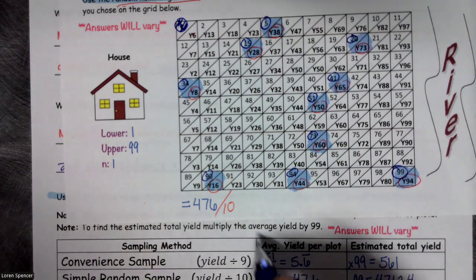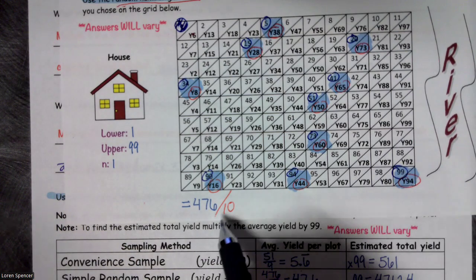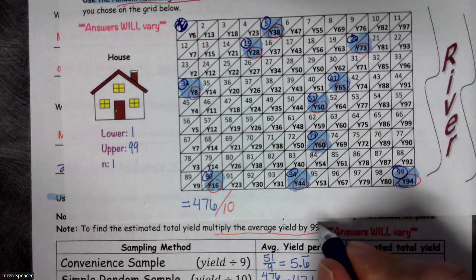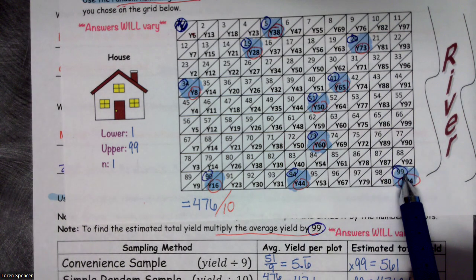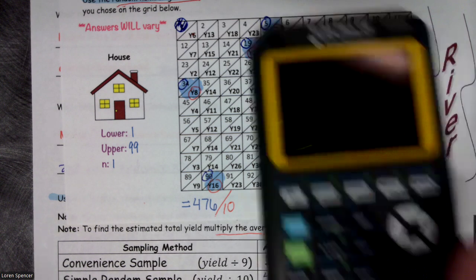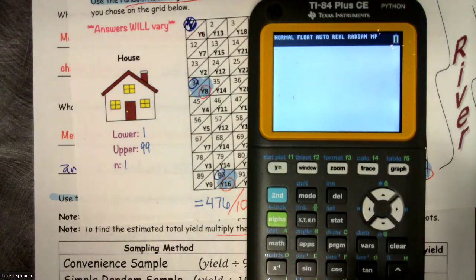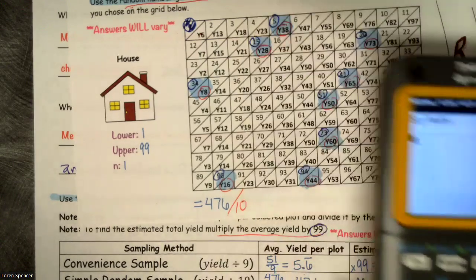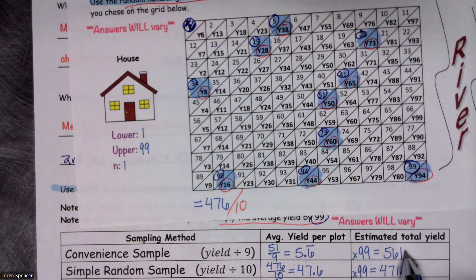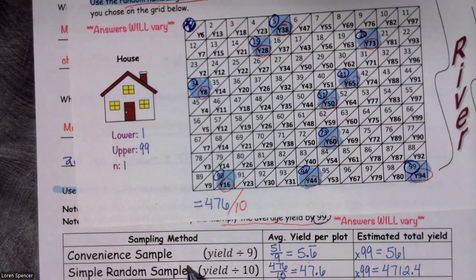And we get 51 divided by 9 is 5.6. And for each one of these, we're going to multiply by 99. Why do you think we're multiplying by 99? Oh, that's because there were 99 plots. So 51 divided by 9 times 99. Let's try that out. So we end up estimating 561. So that's what we estimated total yield based on the convenience sample.